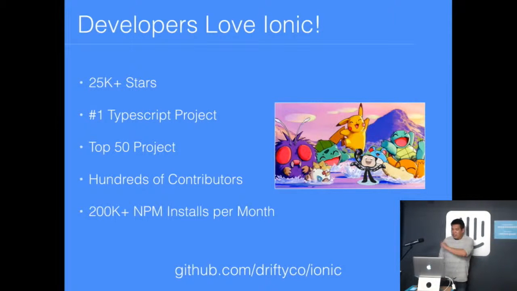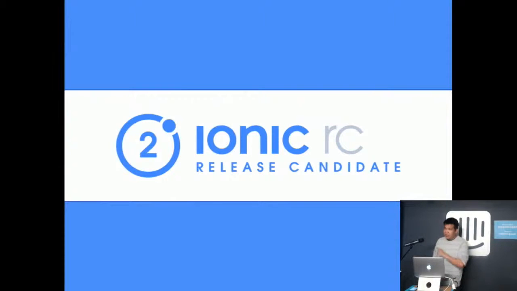All right. Also, over 200,000 NPM installs per month. This is pretty significant for us because that number is actually Ionic 1 and Ionic 2 combined. Ionic 2, which is just recently in release candidate, already accounts for over a full third of those installs. So there are already quite a lot of people using Ionic 2, not just trying it out, but also in production. In fact, I was just in London and talking to somebody who has over 10 Ionic 2 apps already in production in the App Store.